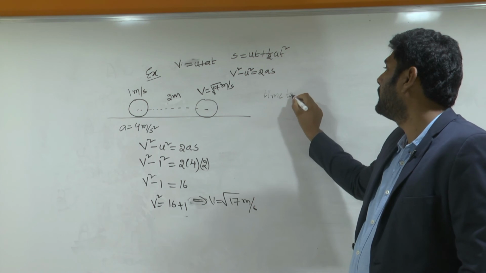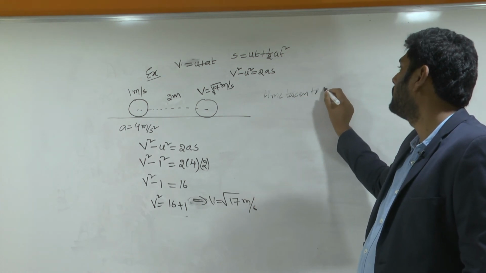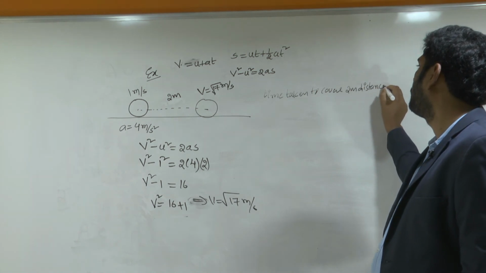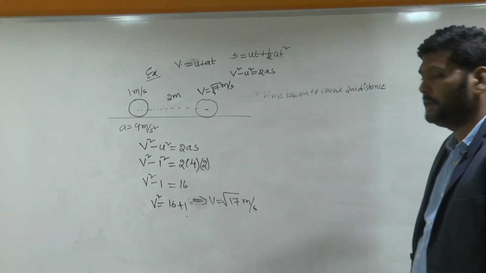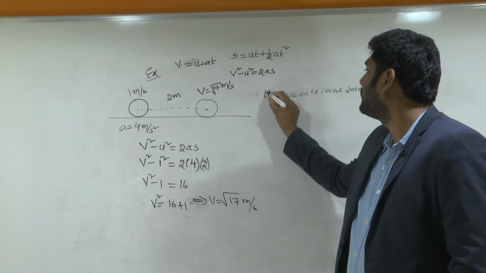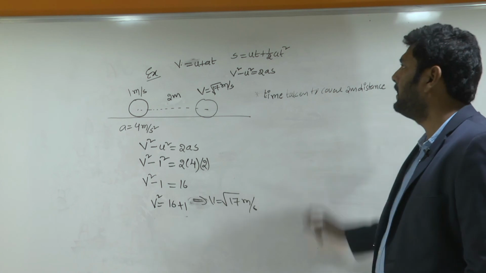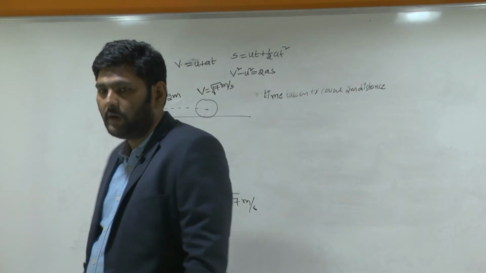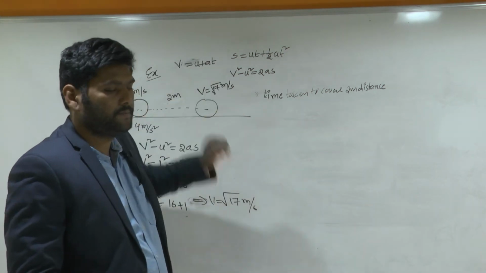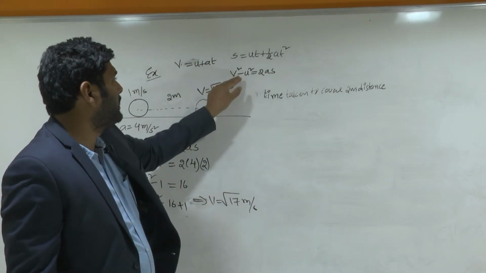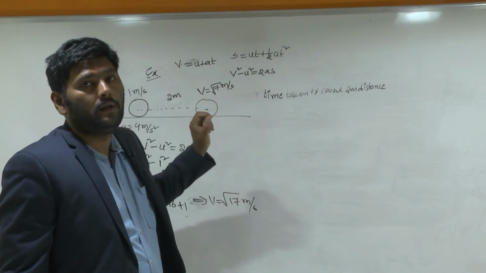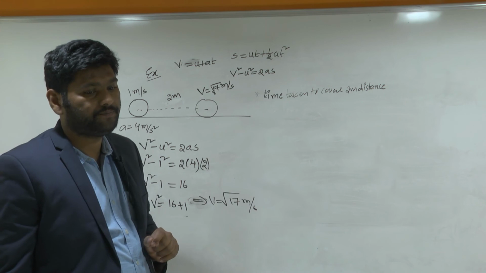Find the time taken to cover this 2 meter distance. So to find that, what is the velocity formula you will use? Which equation of motion will you use? Among the three, which equation of motion helps you find the time taken for covering the distance?